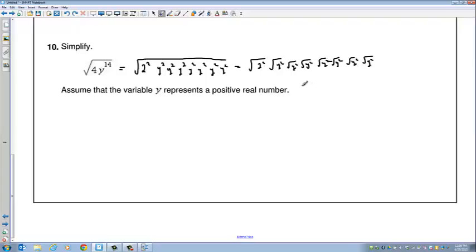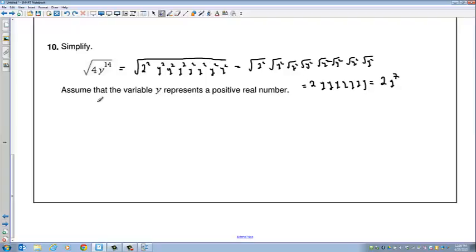And of course, what is that equal to? Well, the square root of a square is whatever's inside there, so you get 2 for that one, and then y. So 7 of these things. So y times y times y times y times y times y times y, which you can rewrite as 2 times y to the 7th. And so that's the answer for that one.